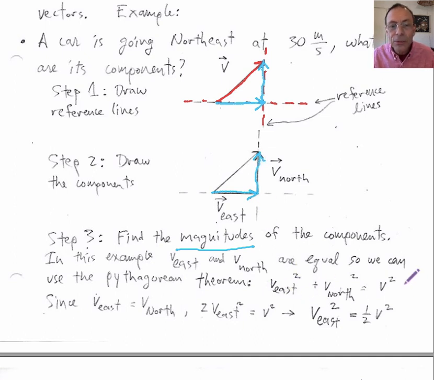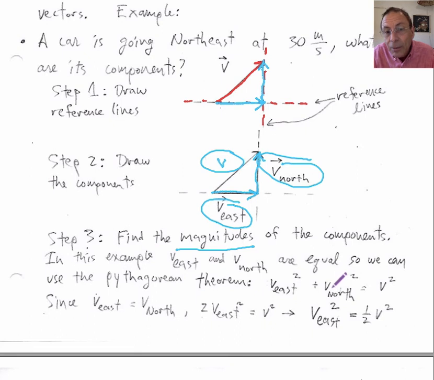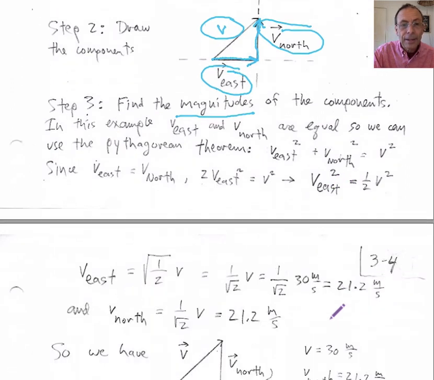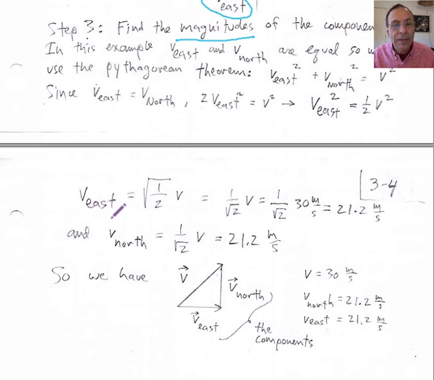And in that case, we can use the Pythagorean theorem to get to the answer. So we know that this magnitude squared plus this magnitude squared is equal to the magnitude of the original vector squared. So v_east squared plus v_north squared equals v squared. And the two components are equal, so I have 2 v_east squared, which equals v squared. I divide both sides by 2, and I take the square root of both sides, and so I find out that the magnitude of v_east is the square root of 1/2 times the magnitude of the original velocity.